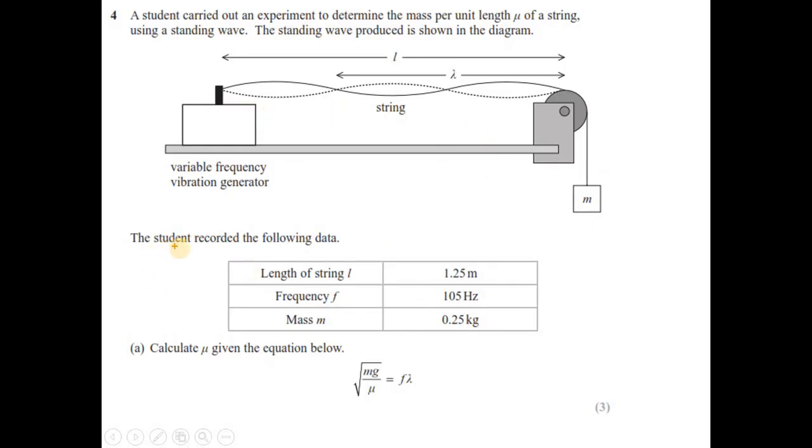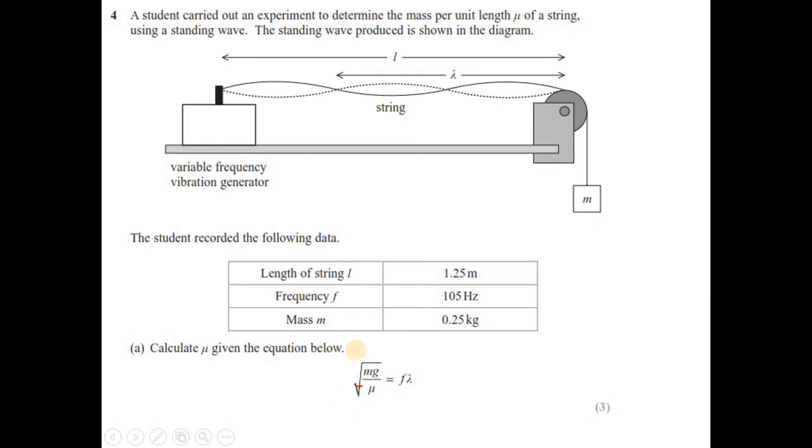The student recorded the following data: length of the string L 1.25, frequency is this, mass is this. Calculate mu given the equation below. So you need to find mu from this equation. It's quite an easy question of 3 marks. You need to make mu the subject. You just rearrange for mu.